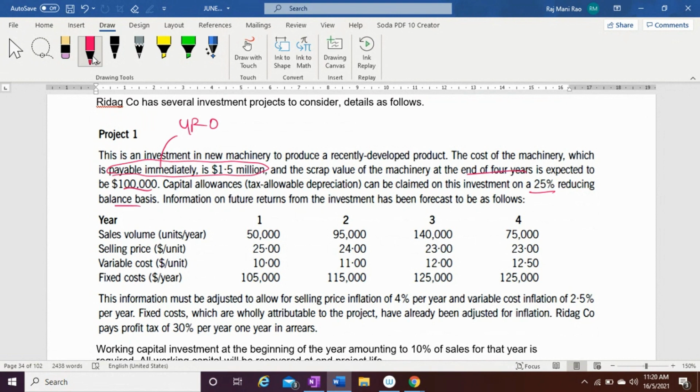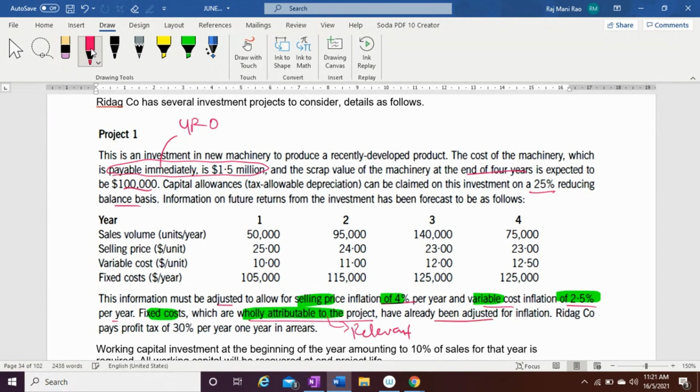Information on future returns: we have volume, selling price, variable cost. Information must be adjusted to allow for selling price inflation of 4% and variable cost inflation of 2.5% per year. Fixed costs are wholly attributable to the project. Wholly attributable to the project means what? Relevant or not relevant? Wholly attributable to the project, so it is relevant.